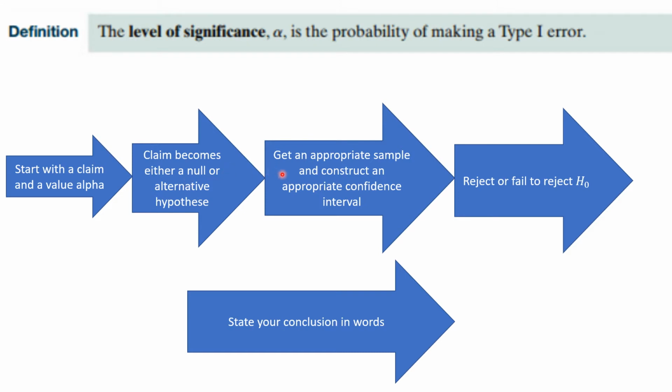Then we get an appropriate sample and construct an appropriate confidence interval. The confidence interval is based on the value of alpha. If alpha is 5%, we'll do a 95% confidence interval. If alpha is 1%, we will do a 99% confidence interval, and if alpha is 10%, we will do a 90% confidence interval. Then we examine the statement, and we examine the null hypothesis, and we look at our confidence interval. We will either reject or fail to reject the null hypothesis, and then we have to state the conclusion in words.